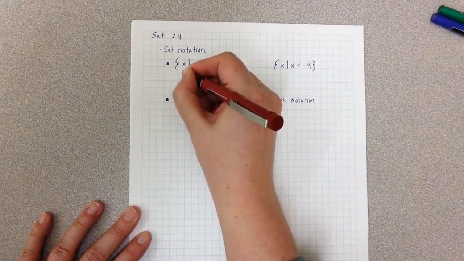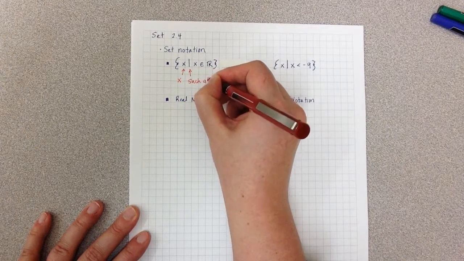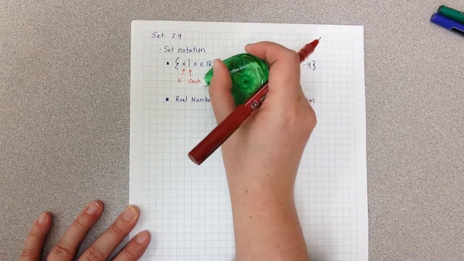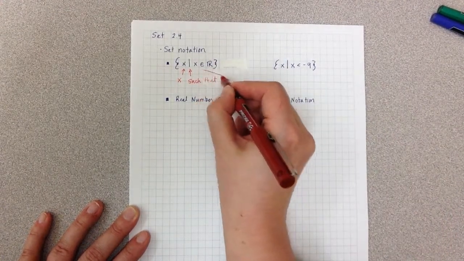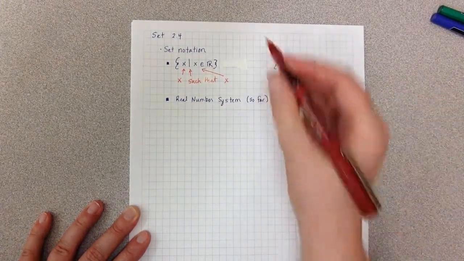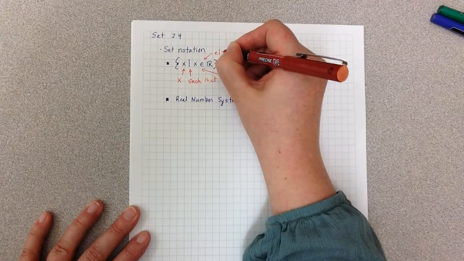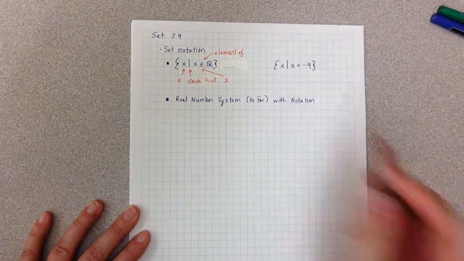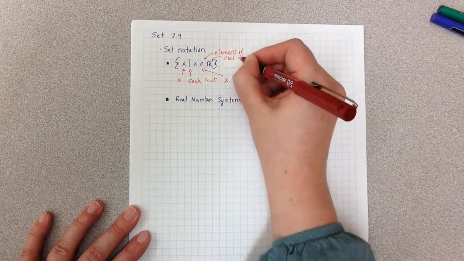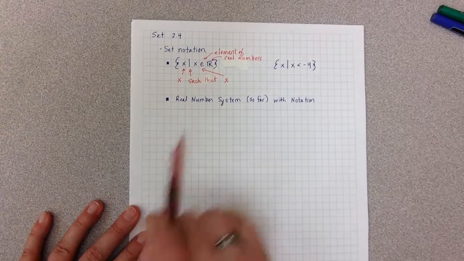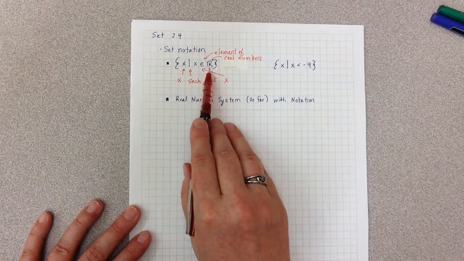We read this as X. That straight bar down reads as "such that." And then I have X again. And this curly E, or this circular E, so it's like a C with an E there, stands for "element of." And our last symbol here, this lovely double R looking symbol, stands for real numbers. So altogether we would read this as X such that X is an element of the real numbers.